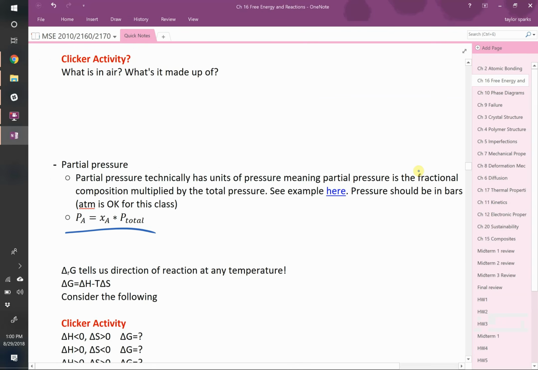While you're answering that, remember partial pressure, P sub A, where A could be component A, that could be oxygen, for example, is going to be the fraction of oxygen multiplied by your total pressure, okay?